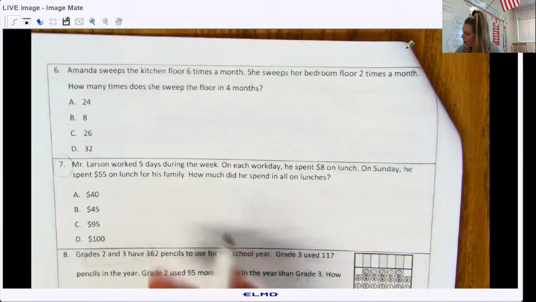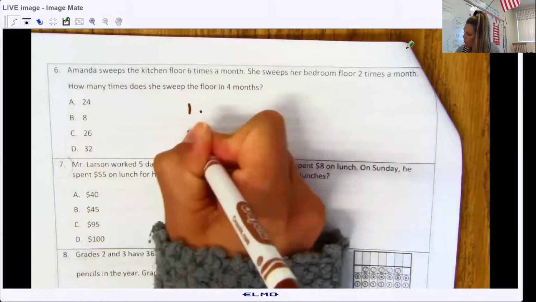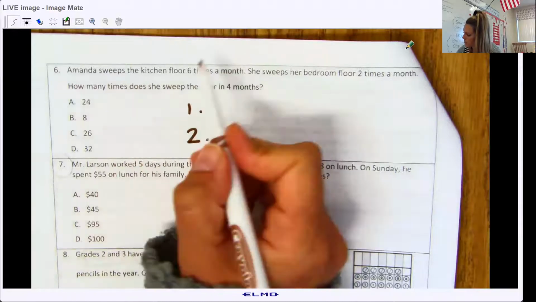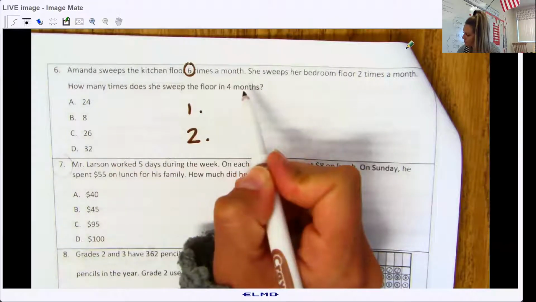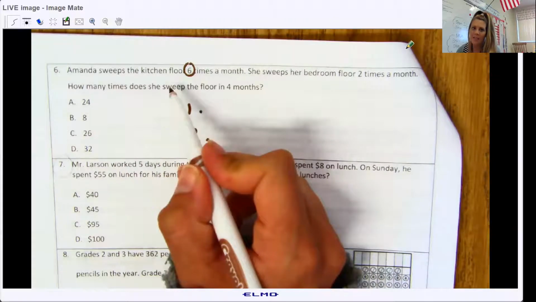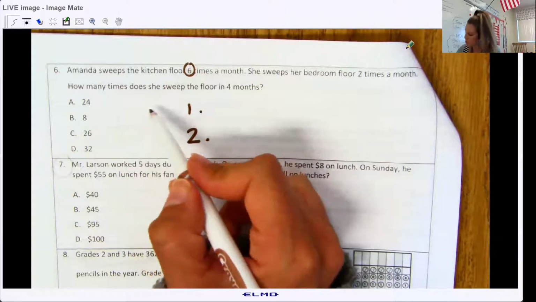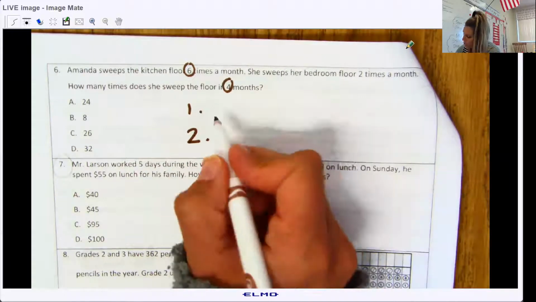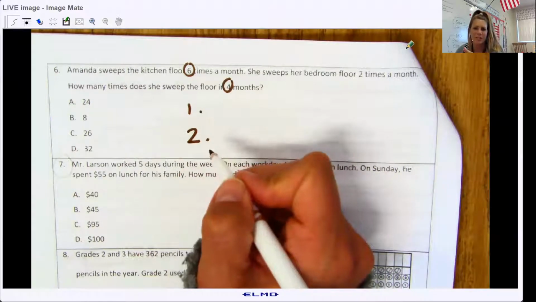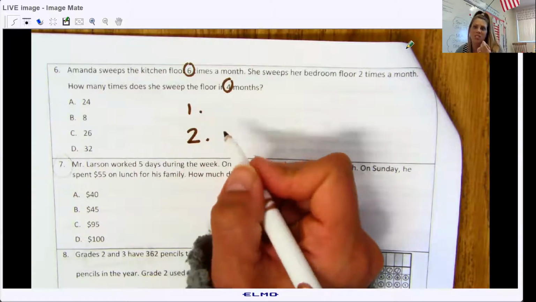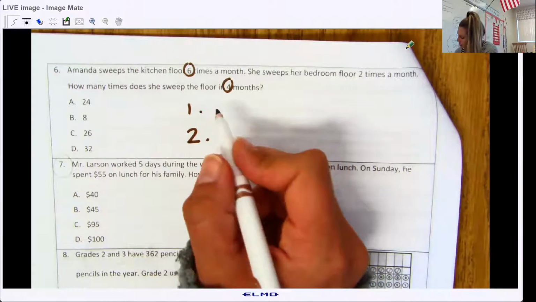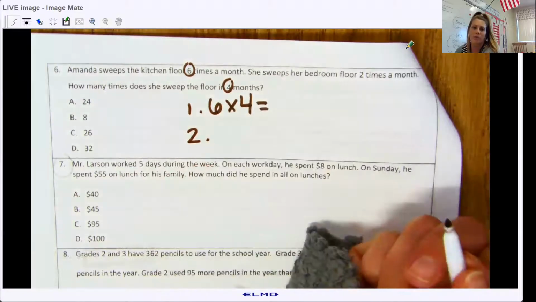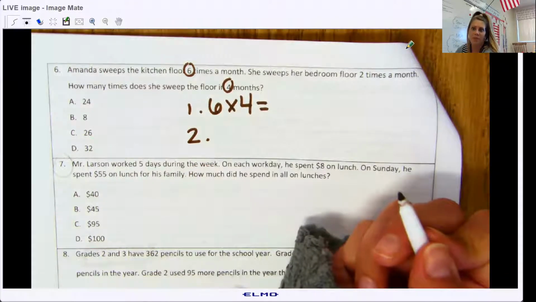All right, well, hopefully you are agreeing with me that it's 2 steps. So we know she sweeps the floor 6 times a month, the kitchen floor. And they want to know how many times she sweeps it in 4 months. So our first step, and you can do it a little bit differently as long as you get the same numbers. Your step order might be different than mine, but I would start with 6 times 4, and that equals what? 24.